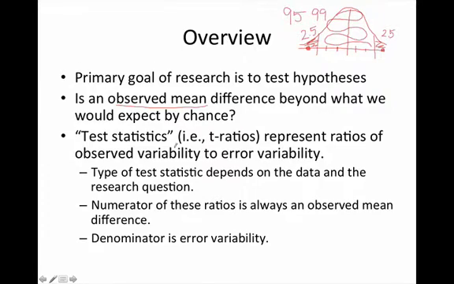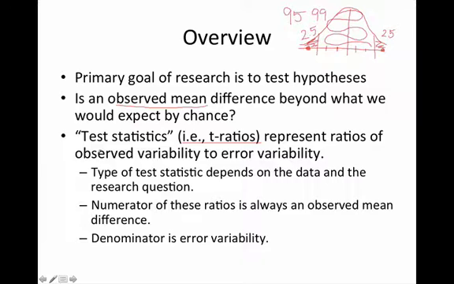So a test statistic is what we're going to call in this chapter a t-ratio. And it represents ratios of observed variability to error variability. The type of test statistic that we're going to discuss depends on the data and on the research question, but they all have in common the fact that the numerator of the ratio is always a mean difference. Either I'm looking at the difference between a sample mean and a population mean, or I'm looking at the difference between two independent means, or I'm looking at two means that are matched in some way. And then the denominator is error variability.